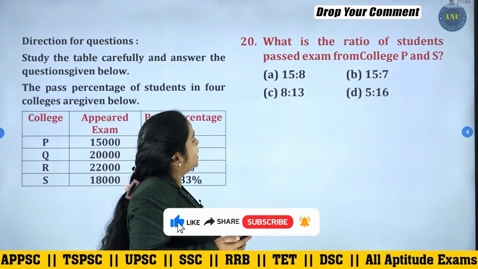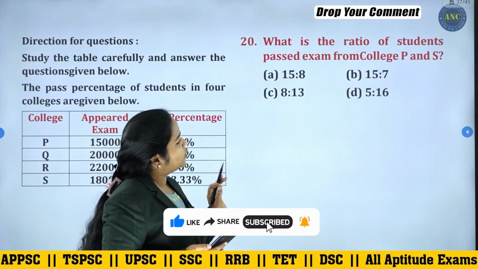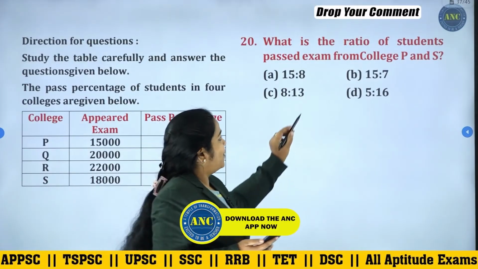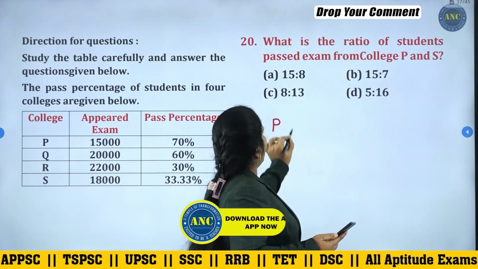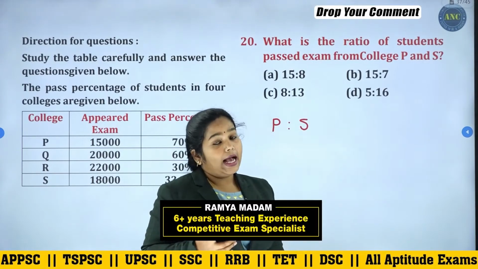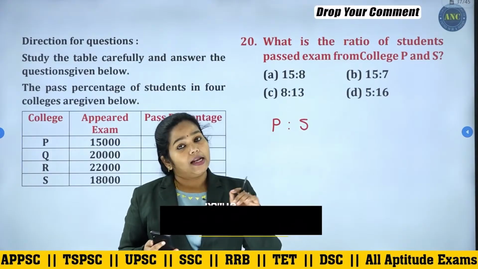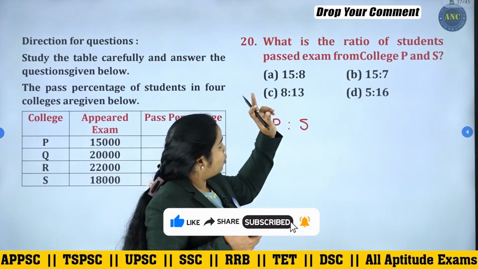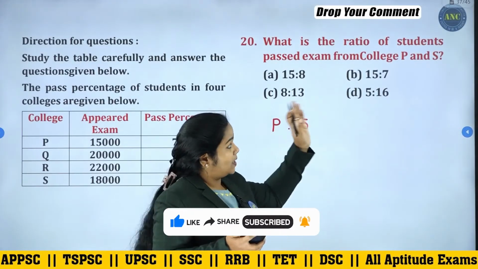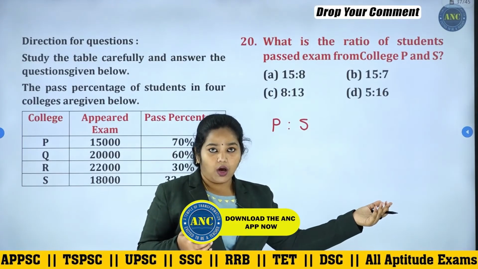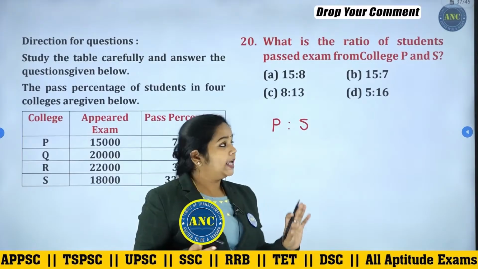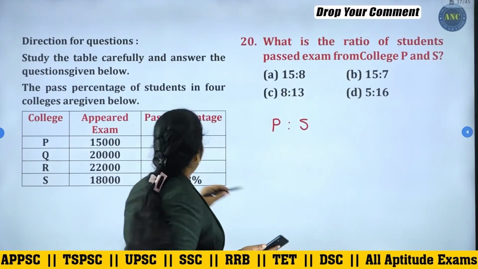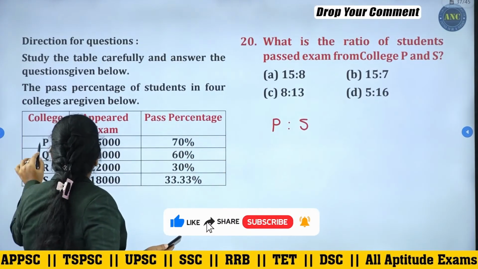What is the ratio of students who passed the examination from college P and S? Again, I am repeating this: while you are marking this in your examination, in front of your computer screen, you have to cross-check what they are asking. Are they asking P and S or S and P? Here they are asking the ratio of students passed in P to S. The pass percentage we already have for P and S.